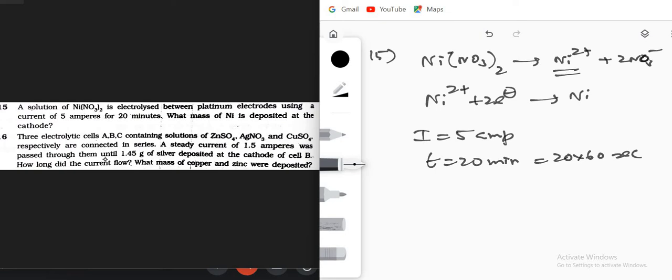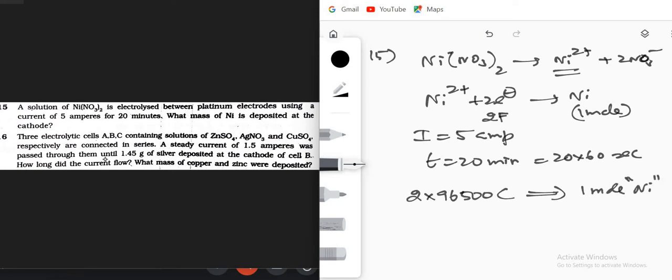Now listen, students, observe carefully. To get 1 mole of nickel you require 2 Faraday. 2 Faraday means 2 into 96,500 coulombs. So 2 into 96,500 coulombs of charge will give 1 mole of nickel. What is the molar mass? Molar mass is not given here. Let me just check it out.